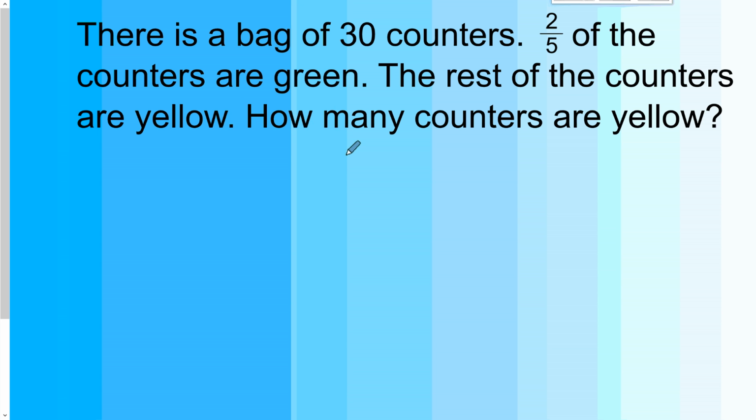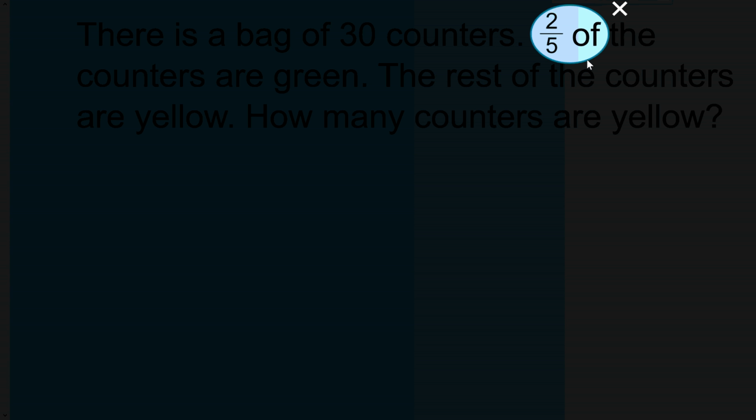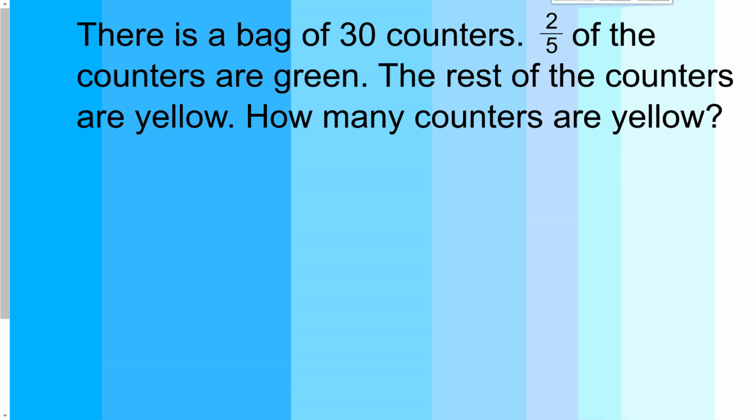I am going to look at one last strategy that sometimes helps, but unfortunately, this strategy does not work for all of the problems that we have. So if we look at the bag of 30 counters, 2/5 of the counters are green. The key word there is "of" that we're seeing there. When we think of "of," that immediately tends to make us think of multiplication.